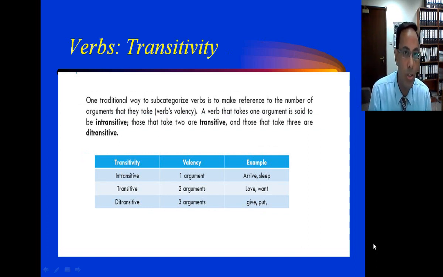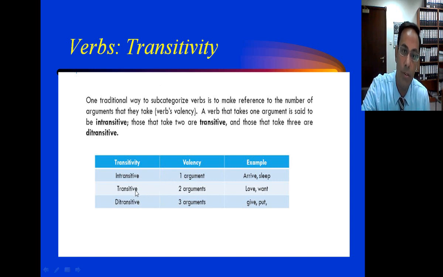Transitivity. One traditional way to subcategorize verbs is to make reference to the number of arguments that they take. It is called valency. A verb that takes one argument is said to be intransitive. Those that take two are transitive, and those that take three are ditransitive. Look at this table. For intransitive verbs, we have one argument. This is the noun phrase which comes before the verb. It is the subject. It is one argument.